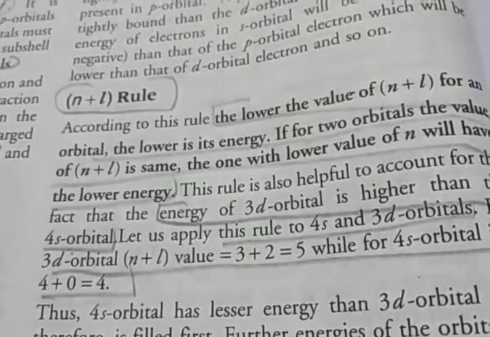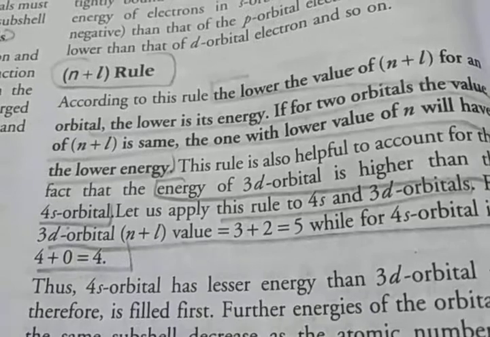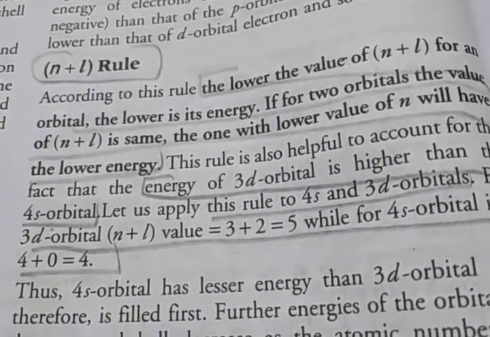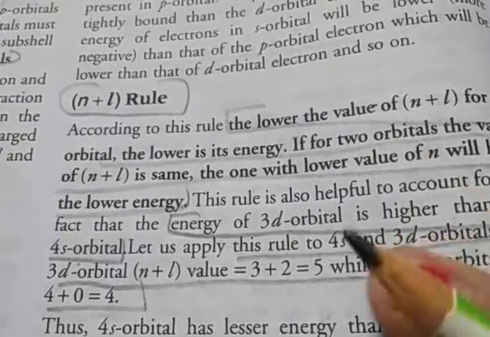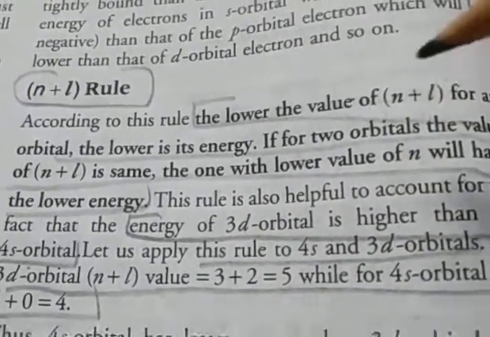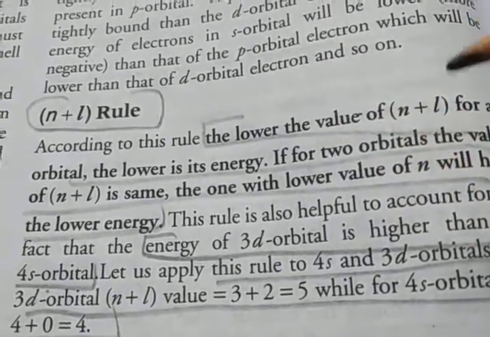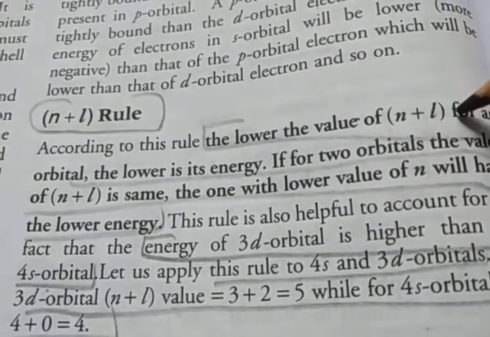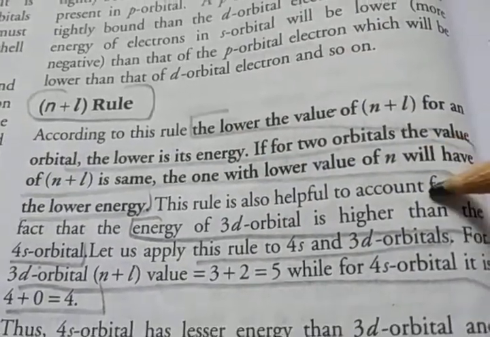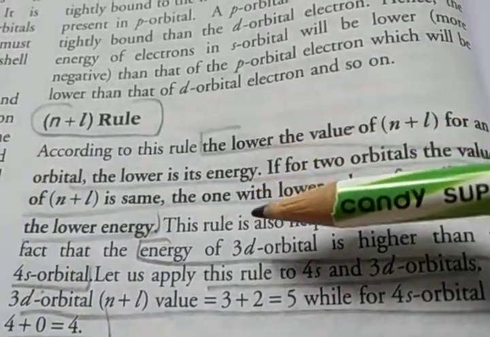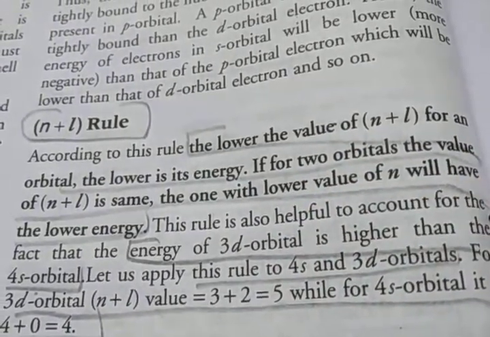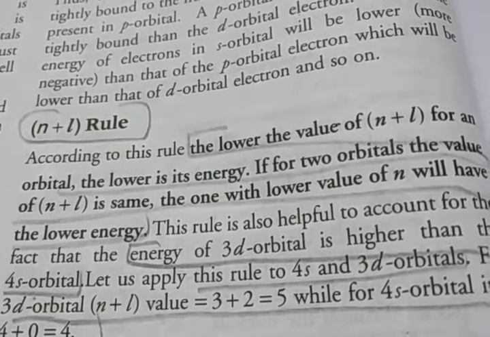Then the n plus l rule. According to this rule, the lower the value of n plus l for an orbital, the lower is the energy. That means if the n plus l value is low, the energy is also low. If for two orbitals the value of n plus l is the same, the one with the lower value of small n will have the lower energy.